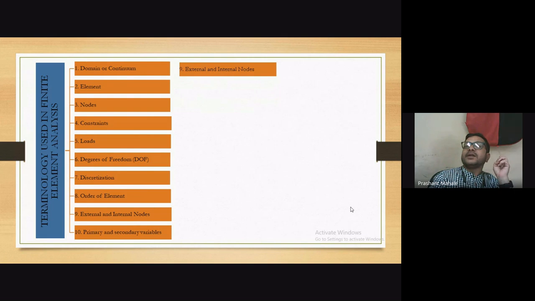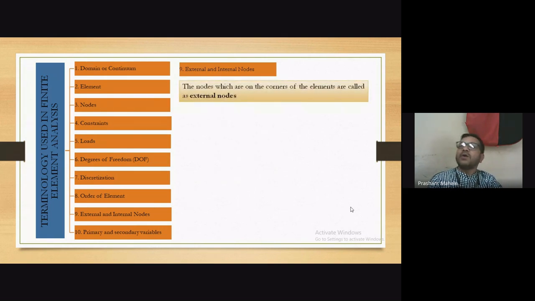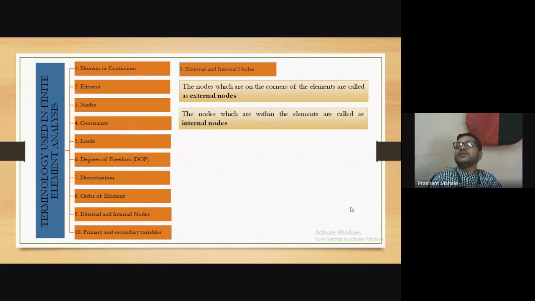External and internal nodes. What is the meaning of that? The nodes which are at the corners of the element are called external nodes, whereas the nodes which are within the elements are called internal nodes. Can you see one diagram I am showing here? Two nodes, 1 and 2, are external nodes, and 3 is an internal node because it is inside the element.